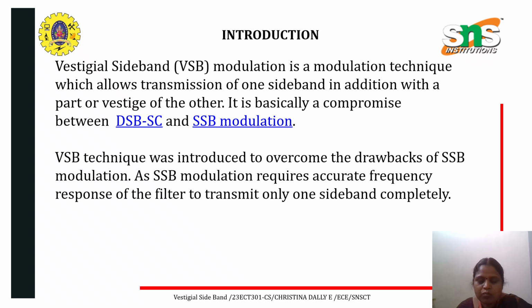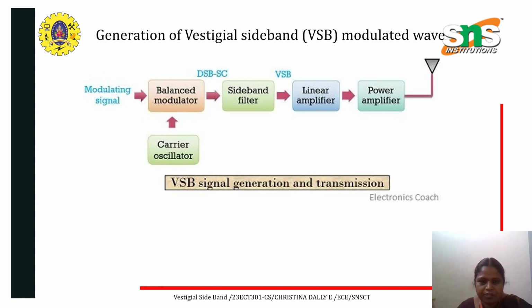So here in vestigial sideband, we have two sidebands, one is the upper sideband and the other is the lower sideband. One sideband is taken fully for the transmission purpose, and from the other sideband it only takes a portion. That is termed your vestige.